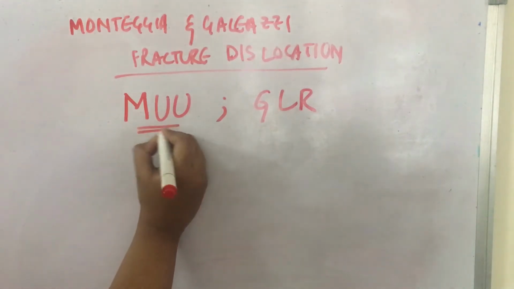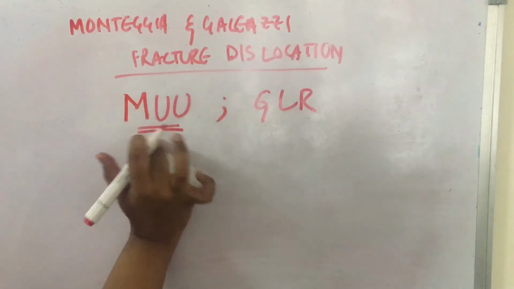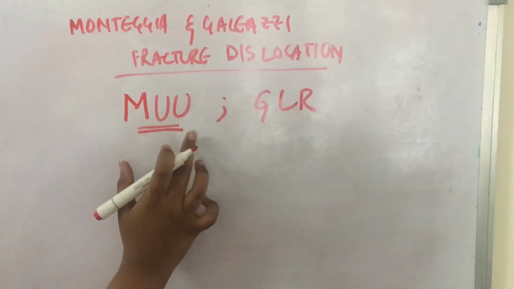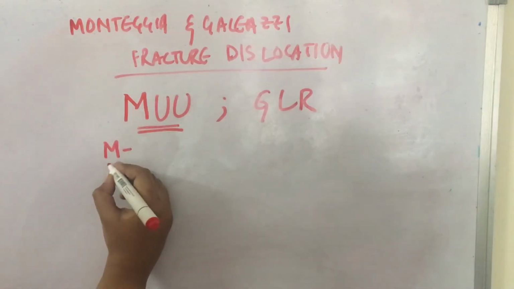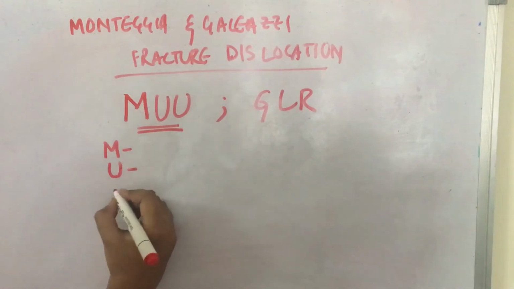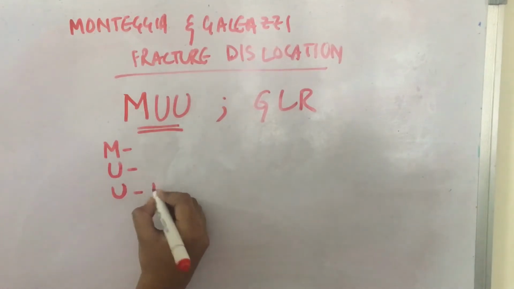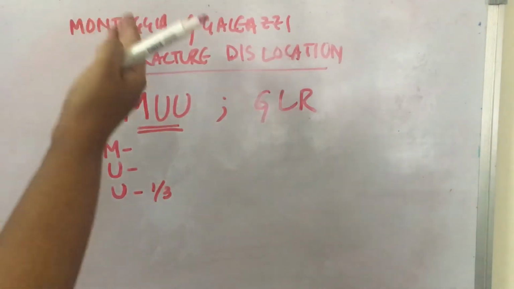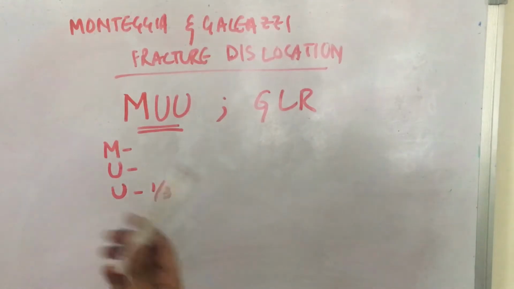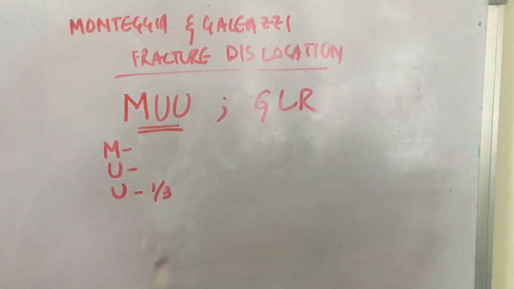MUU, guys, there is no R here. Obviously there is no radius here. So this has to do something with ulna, right? So Monteggia fracture, M stands for Monteggia. There is a fracture in the ulna, and what is the other U standing for? The upper 1/3. Now, after reading a lot of times, I think we do remember that Monteggia and Galeazzi have something to do with the 1/3 of the fracture of radius or ulna. But where is it happening?